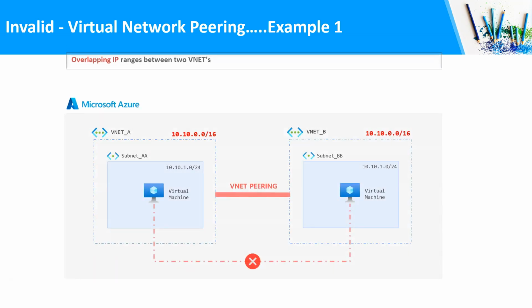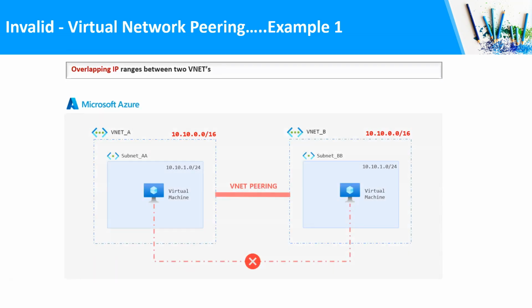Now, let's see some of the invalid VNet peering configurations. Example number 1. This architecture is one of the familiar invalid VNet peering configurations. Here we can see both the VNets are having the same CIDR ranges, which is overlapping in nature. This will lead to IP duplication, and hence this peering setup is not a valid one, and we cannot create such a connection in the Azure portal as well.